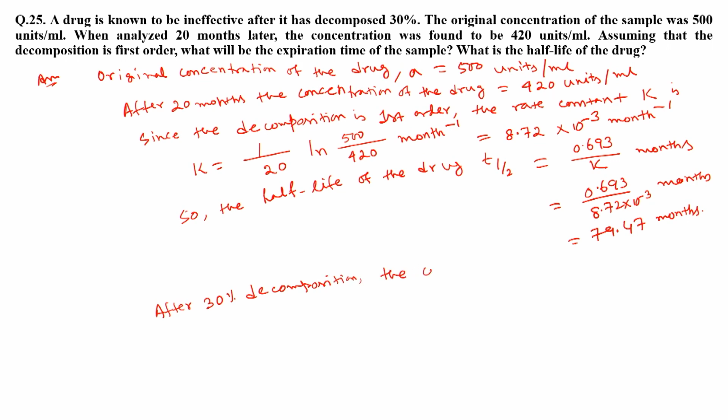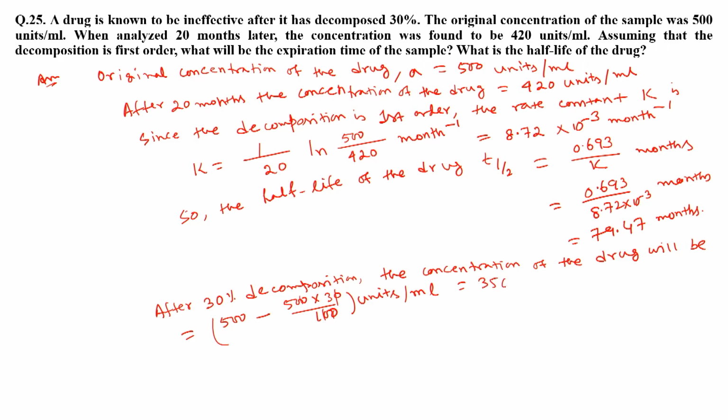the concentration of the drug will be, so initial concentration was 500 and 30% is getting decomposed, so 500 times 30 by 100, this is units per ml, not liter, milliliter. So if we calculate this one, we get 350 units per ml.